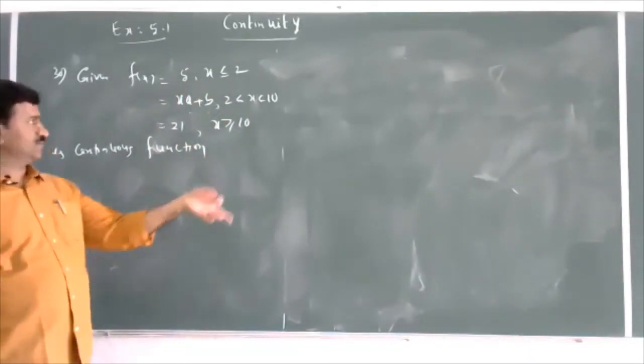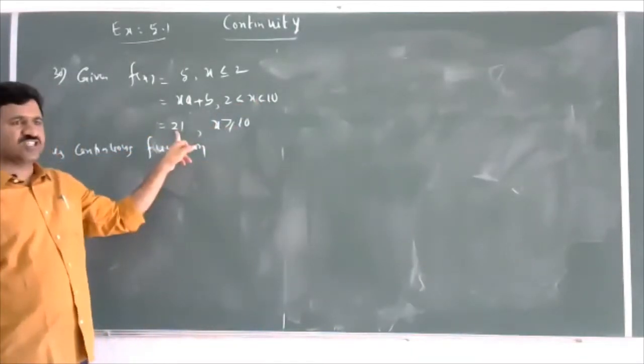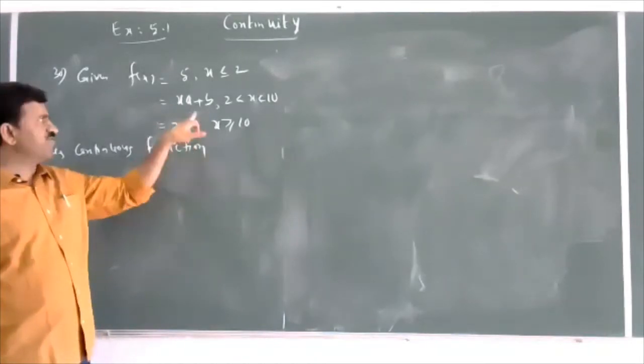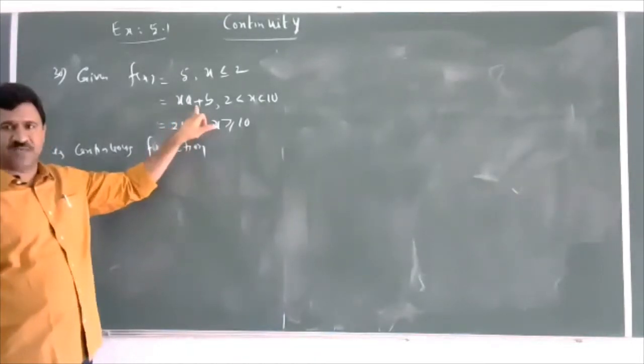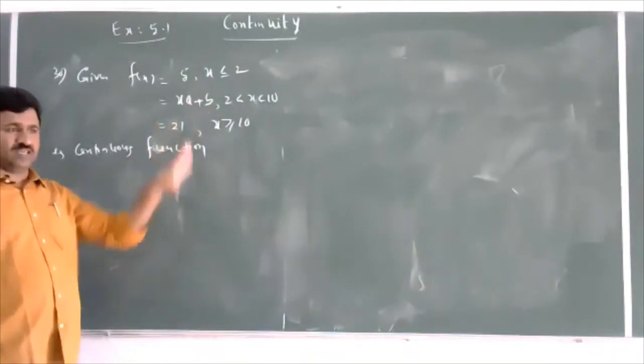At 10, when x is equal to 10, function is 21. Right limit value 21, function value 21. But left limit value 10a plus b. 10a plus b is equal to 21. We'll solve both the equations.